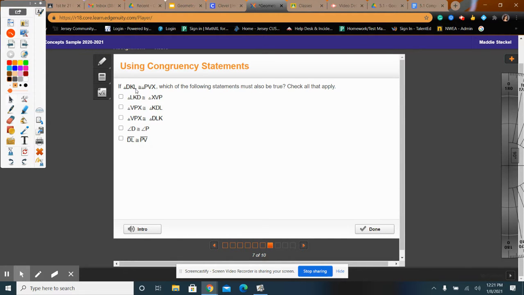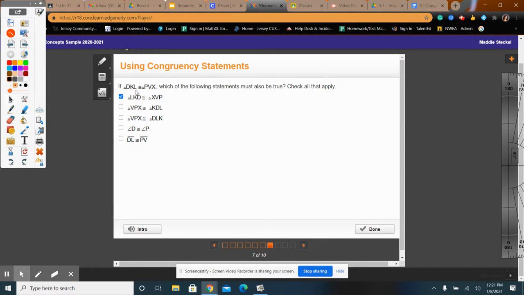Well, if L is first, then what needs to be first on the last one? X. So that's so far so good. If K was first, K needs to match with the V. That's okay. And if D would go with P, so that's another way you could write it. That does work out. How about V?